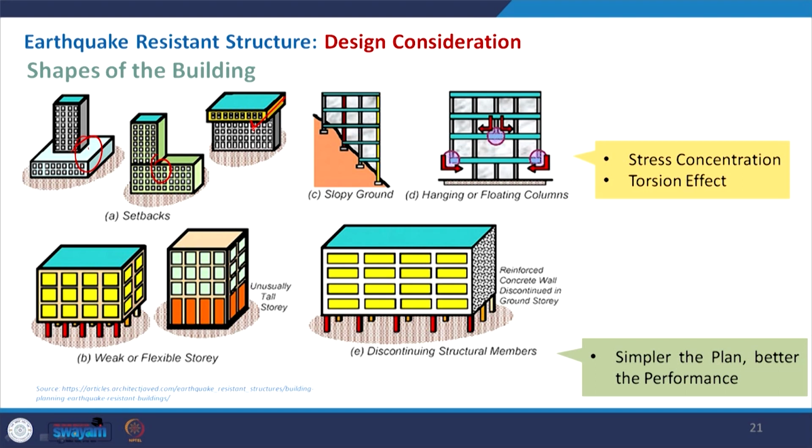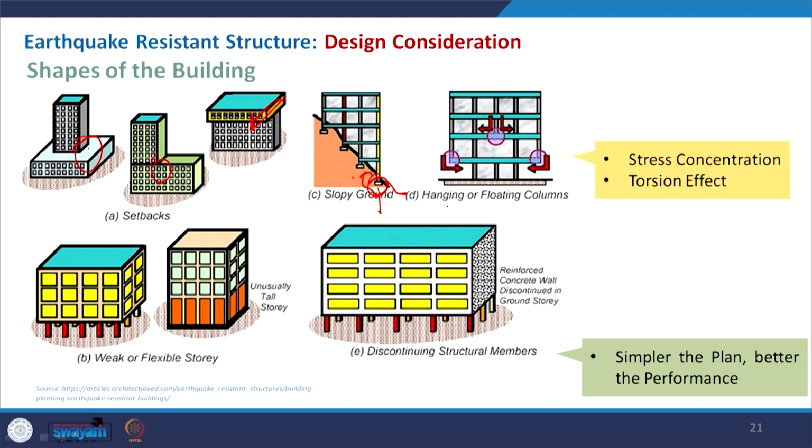And if you have an overhanging portion, they will also get some kind of issue during the earthquake. If your ground is very sloppy, during the motion there may be some landslides and there will be unequal settlement, so this building may collapse. So, in that case we have to take special care.